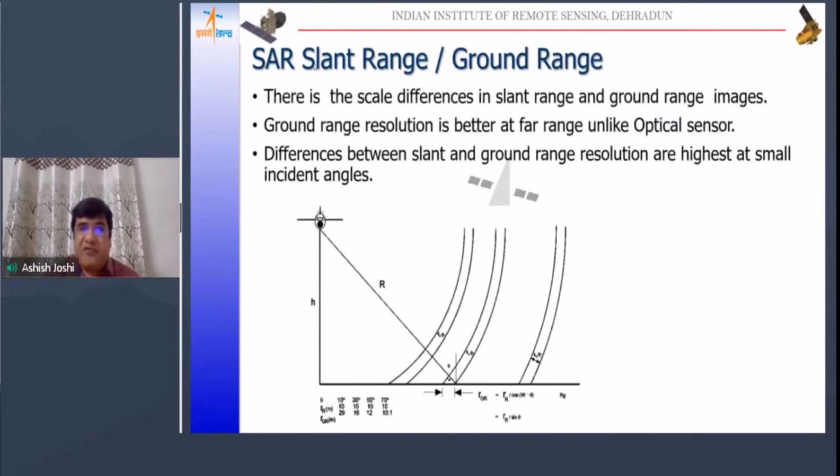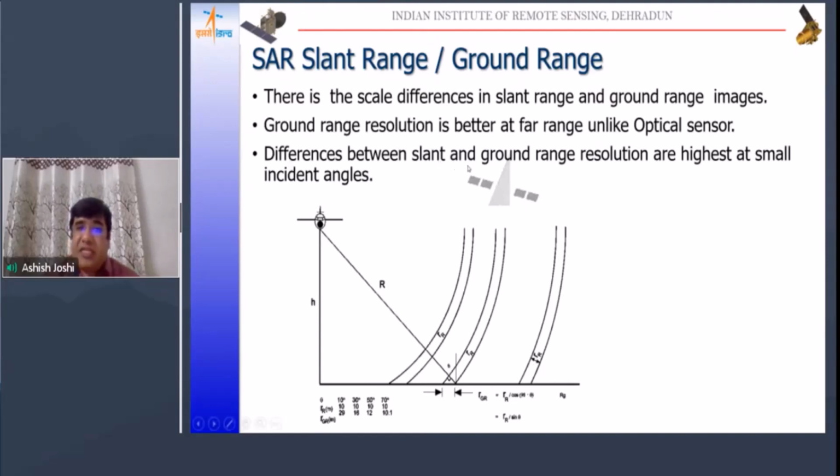So what is the difference between the slant range and the ground range? There is a scale difference in the slant range and ground range images. Ground range resolution is better at the far range, unlike the optical sensor. In the optical sensor, as we go towards the far range, the resolution is decreasing. But in our SAR, the ground resolution is better at the far range due to the formula of sine theta.